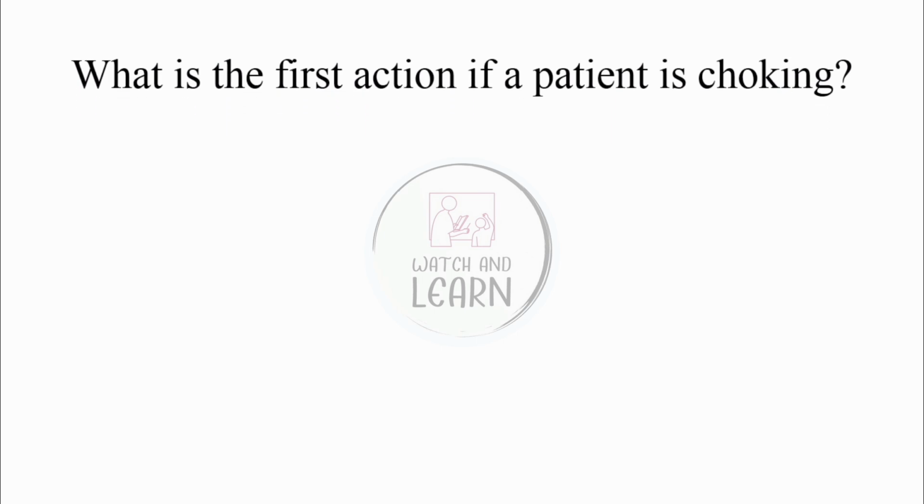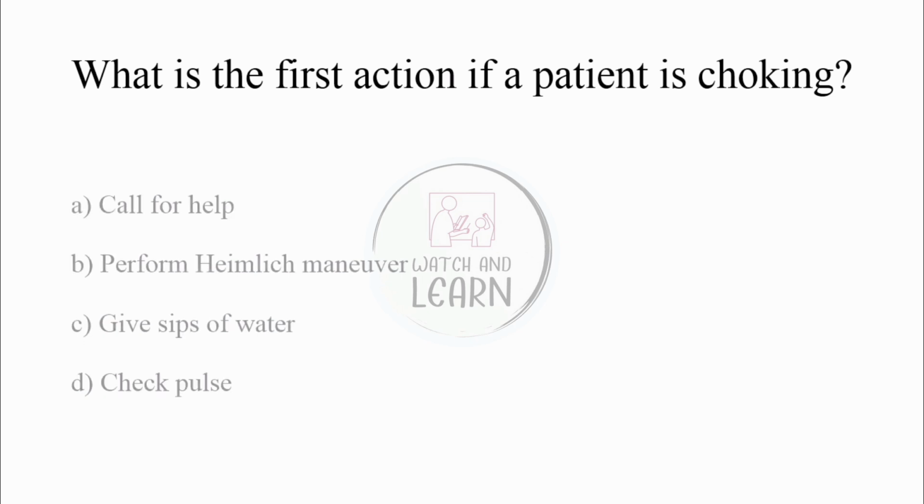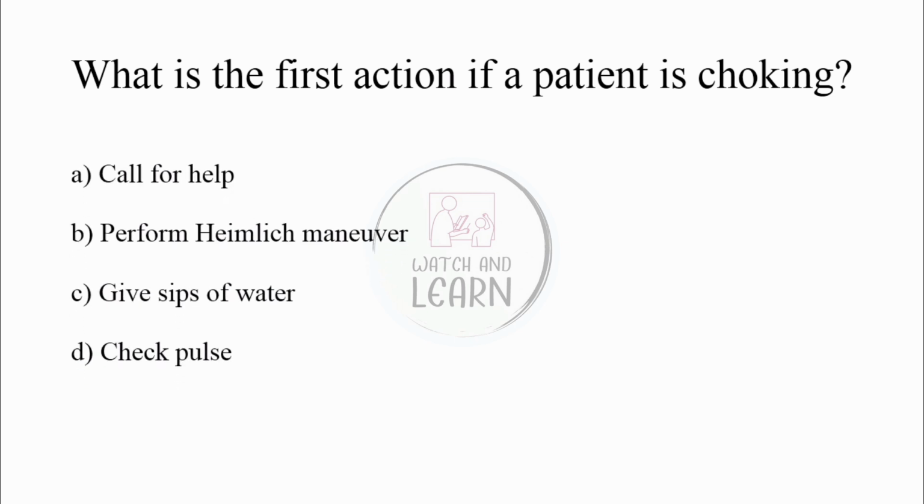What is the first action if a patient is choking? Options are: option A, call for help; option B, perform Heimlich maneuver; option C, give sips of water; option D, check pulse. The right answer is answer B, perform Heimlich maneuver.